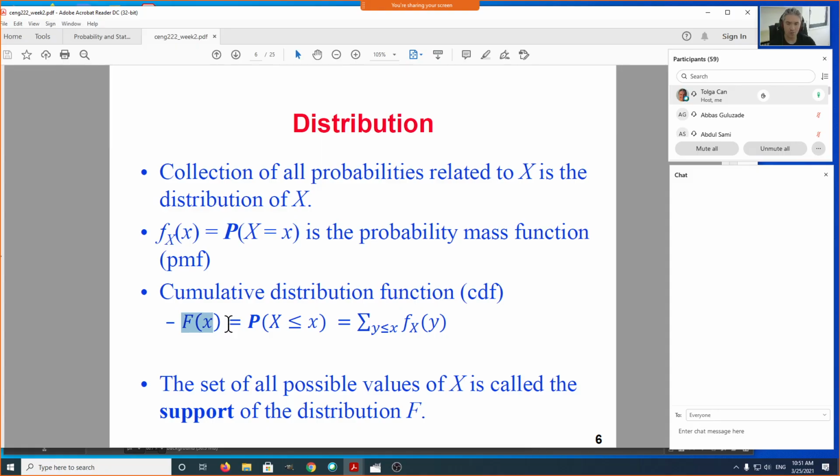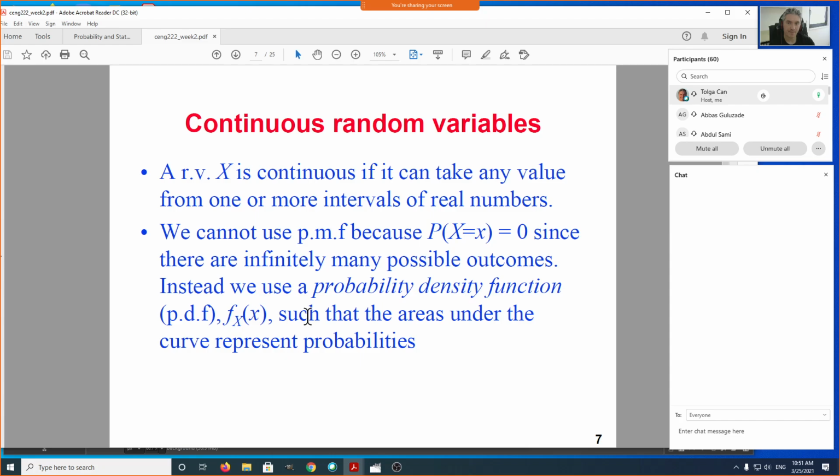And the set of all possible values of x is called the support of the distribution F. So all the possible values x can take, for random variables like 0, 1, 2, 3 in the case of the 3 coin tosses, those 0, 1, 2, 3 are the support of the distribution of this F.